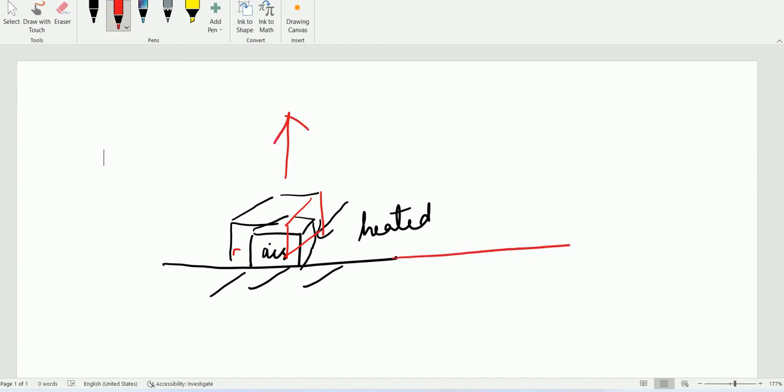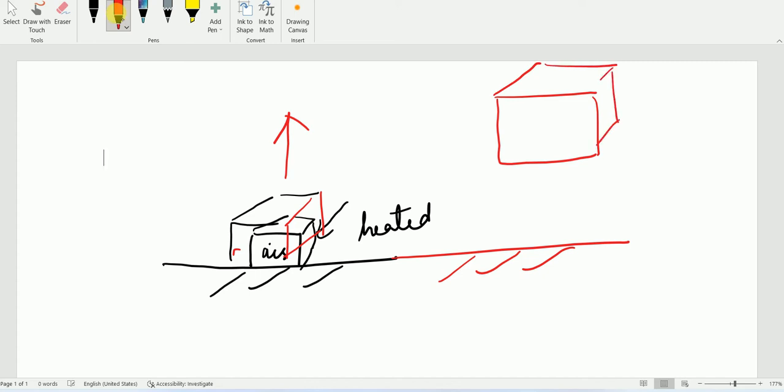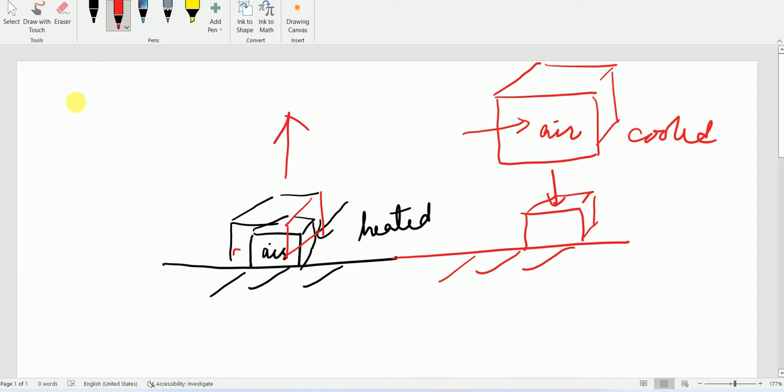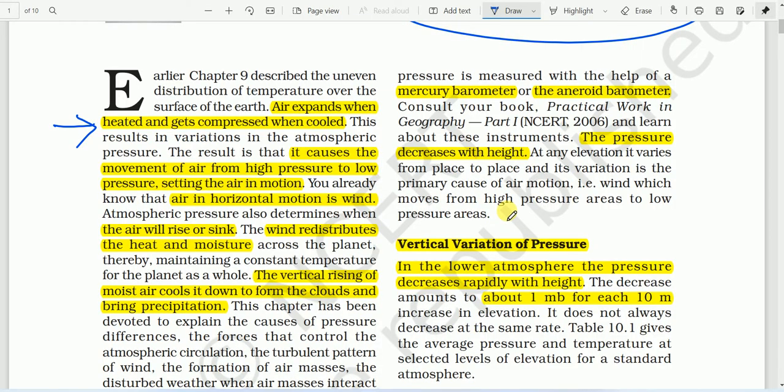Alternatively, see here in the other case, this is a parcel of air, and when this parcel of air is cooled down, it will be contracted, it will be compressed. The volume will be compressed, that is, contracted. That is the point mentioned here. When the air is heated, it expands and gets compressed when it is cooled, just like other objects.